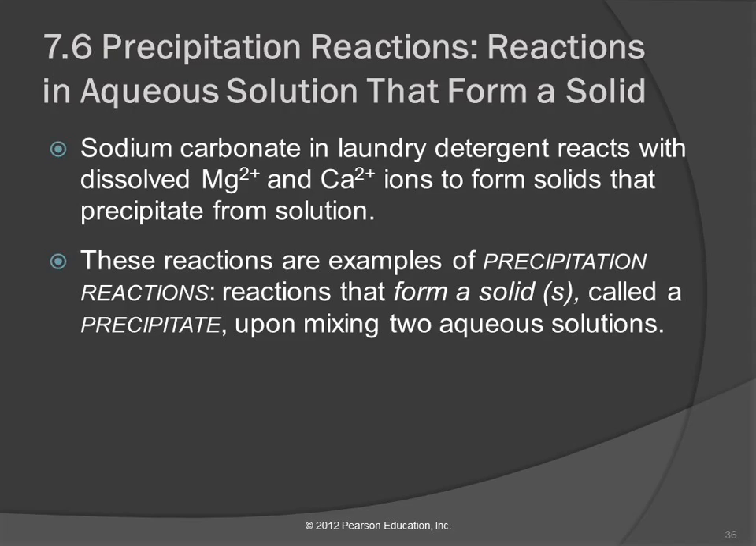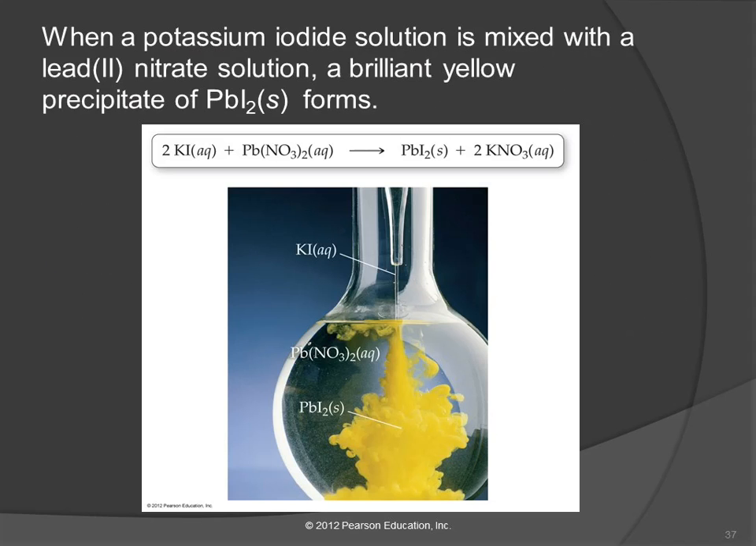So precipitation reactions form a solid. The solid is called a precipitate because it precipitates. Here's an example. Here's the description in words. When a potassium iodide solution is mixed with a lead(II) nitrate solution, a brilliant yellow precipitate of PbI2 forms. Here's the balanced chemical equation, and here's the picture. We have a clear liquid mixing with a clear liquid, and we get this bright yellow precipitate forming. It kind of seems like magic, but it's not magic.